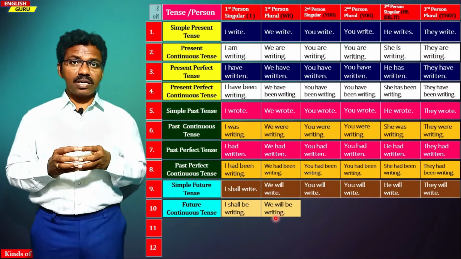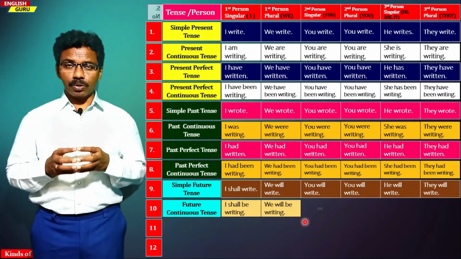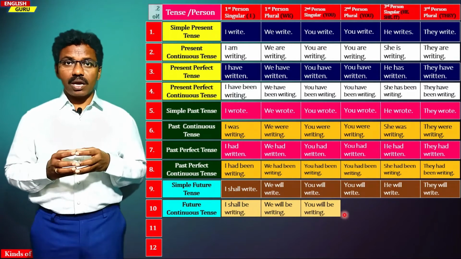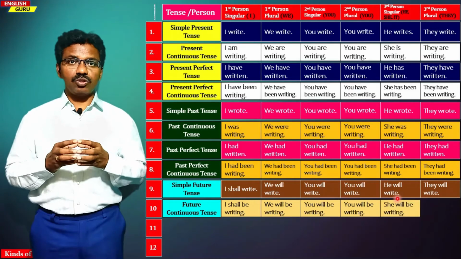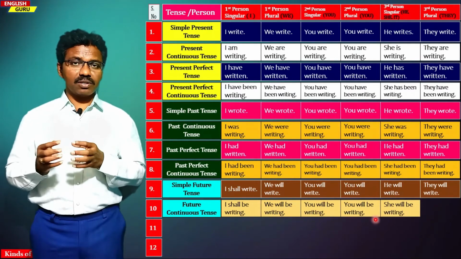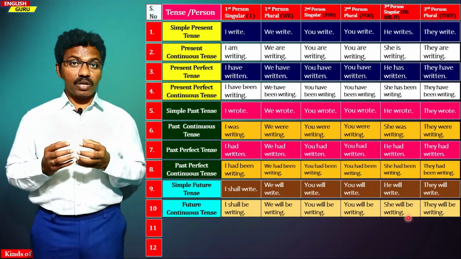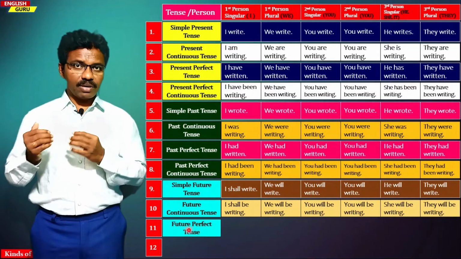First person singular, I will be writing. Plural, we will be writing. And second person singular, you will be writing. Plural, you will be writing. Third person singular, he, she, it will be writing. Plural, they will be writing.